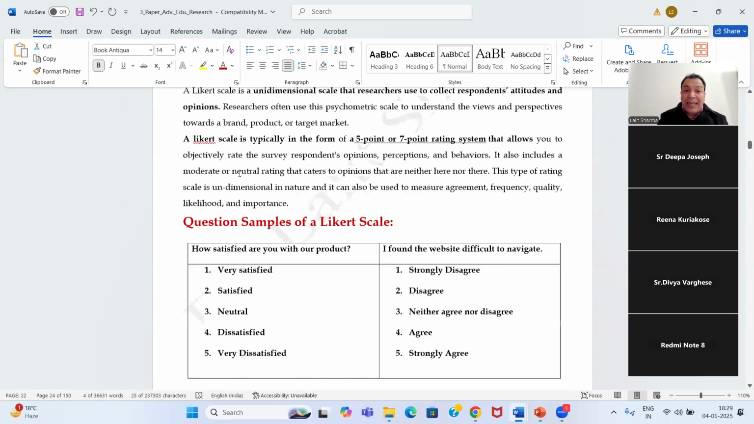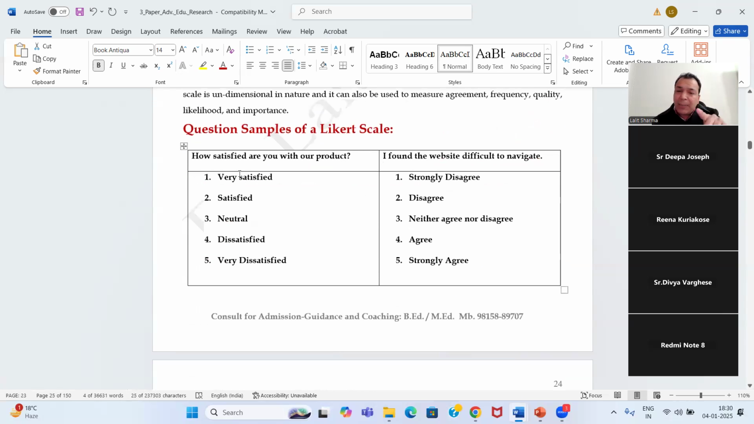Numerical scales, Likert scale, the most important. Sometimes different questions can come about the Likert scale. Right? Likert scale is also important. You can do the Likert scale in detail also. You can see in the notes.